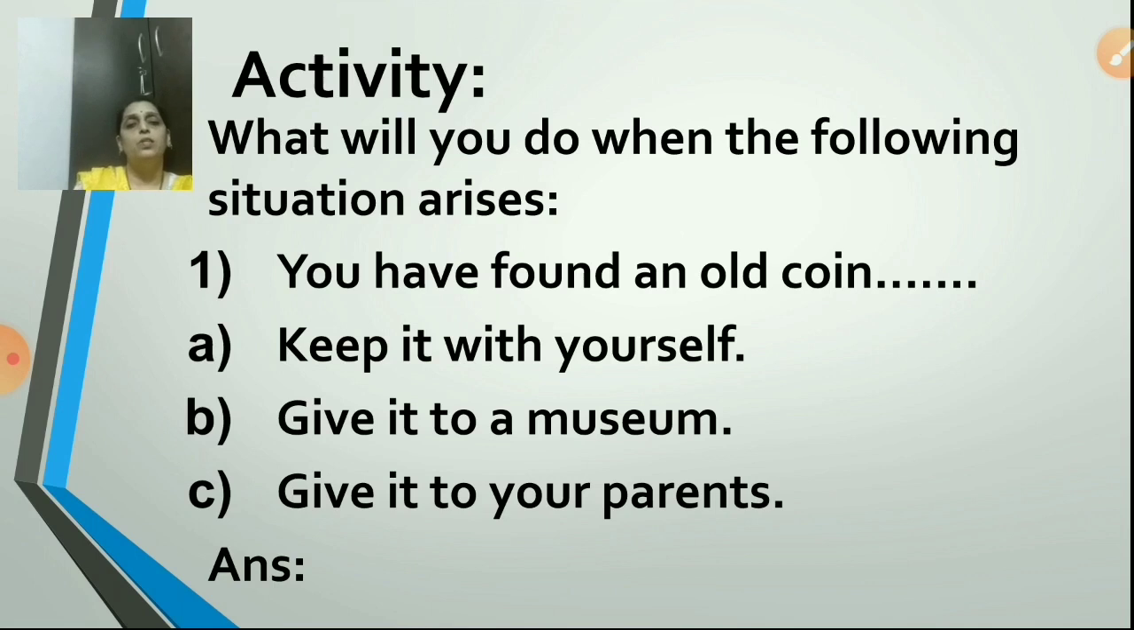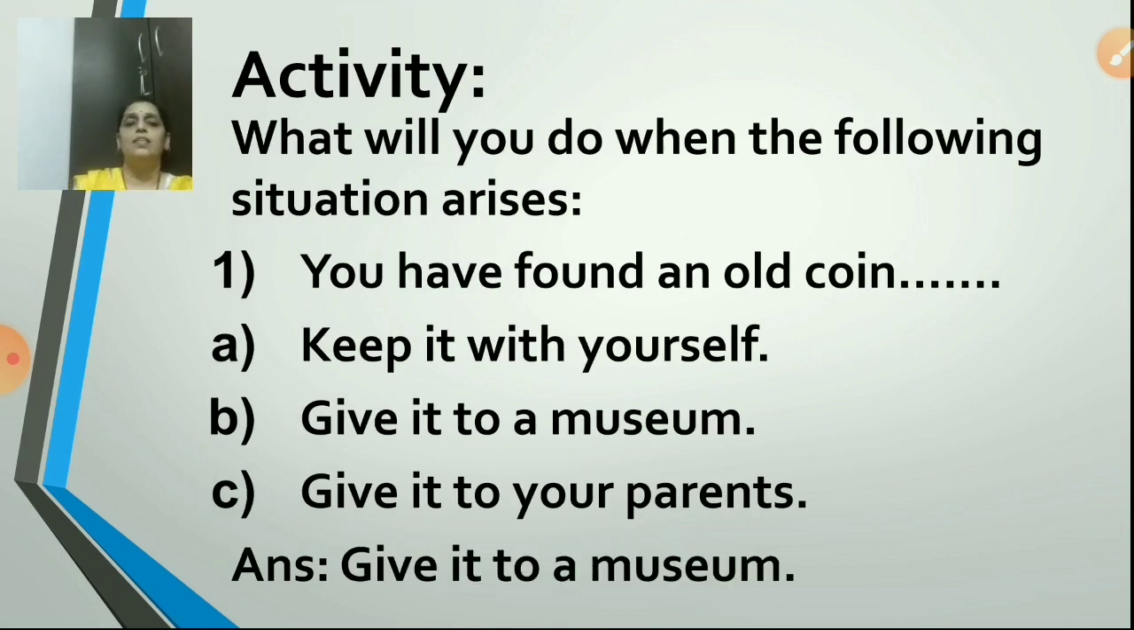Now we will see the activity. What will you do when the following situations arise? First, you have found an old coin. The options are A. Keep it with yourself. B. Give it to a museum. C. Give it to your parents. So, what will you do? Yes, it will be B. Give it to a museum.